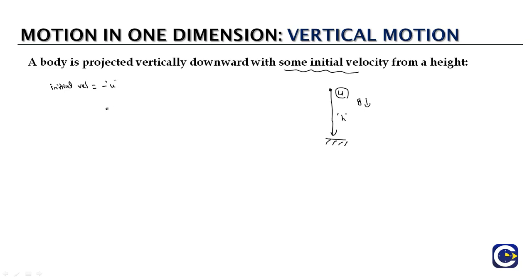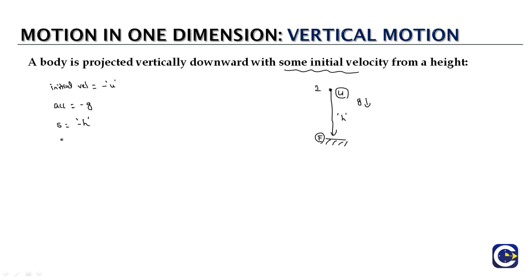Why we are taking it as minus is because the object is projected vertically downwards, so the initial velocity is downwards, and acceleration value will be minus g since it is in the downward direction, and displacement value will also be equal to minus h, because the initial position is at the top of the building or the place where we are throwing the particle from, and the final position is at the surface of the earth. So the displacement is measured in the downward direction.